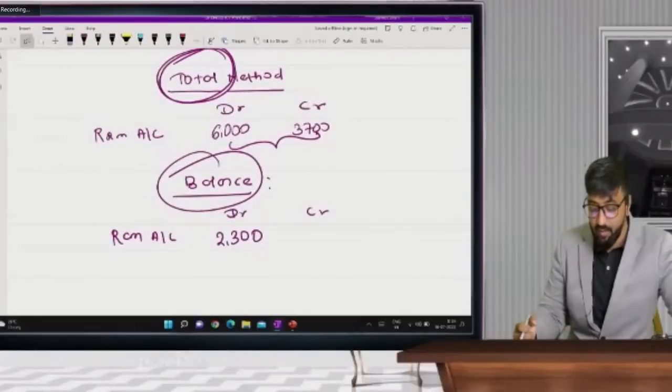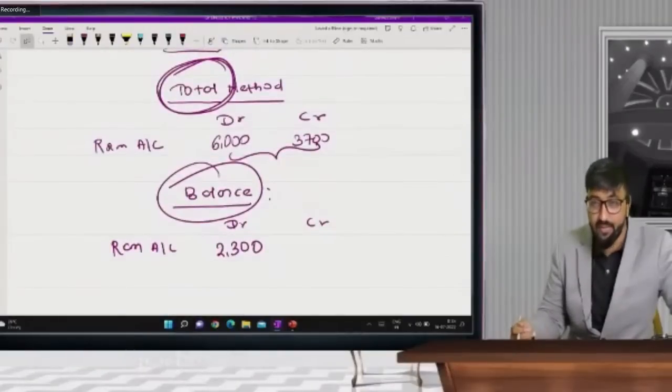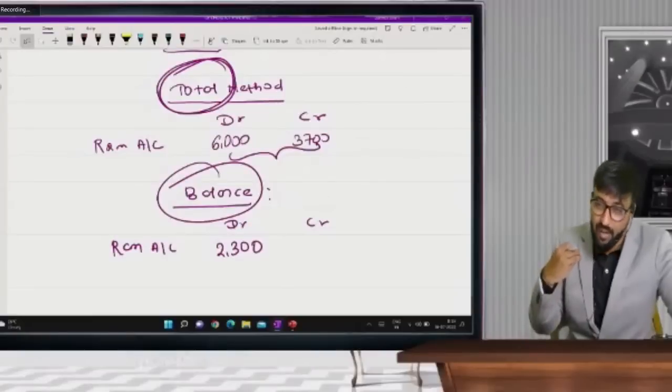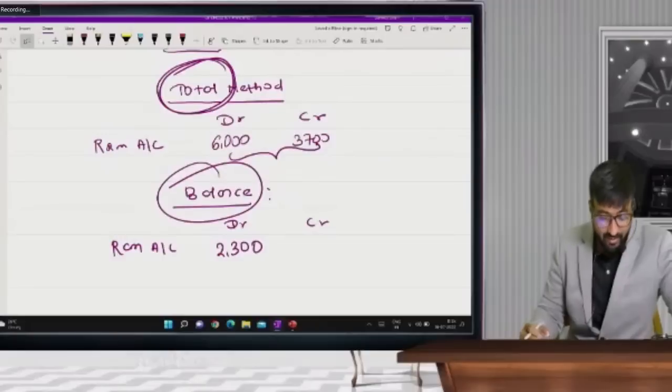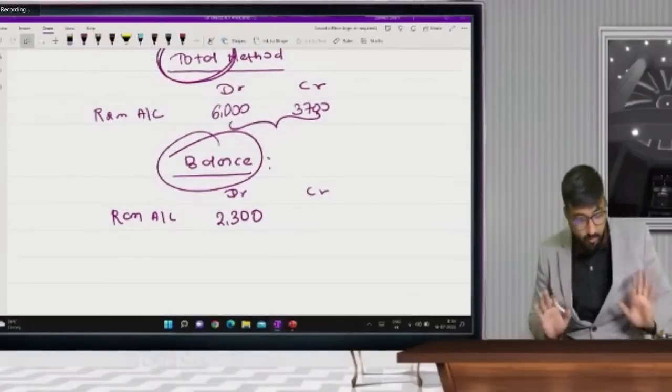Total method, debit, credit, balance, debit, credit. Yes beta, foundation for me is like gully cricket. It's not world cup cricket or international cricket. It's a gully cricket. Foundation is easy, beta, study with a full heart, you are going to progress from here. It's not at all difficult. Basics are important at foundation level.